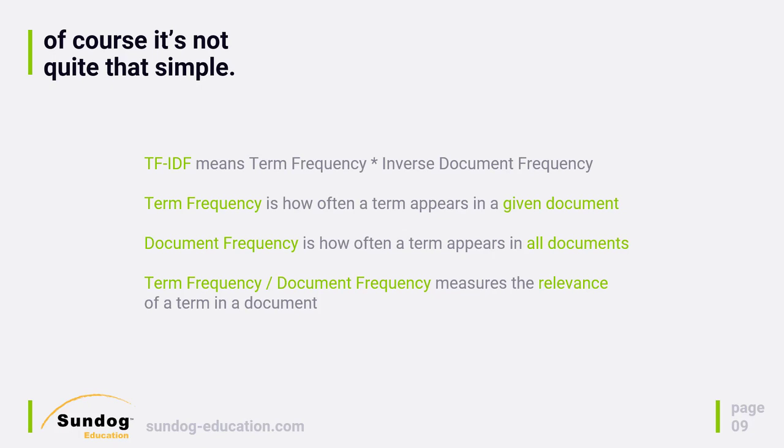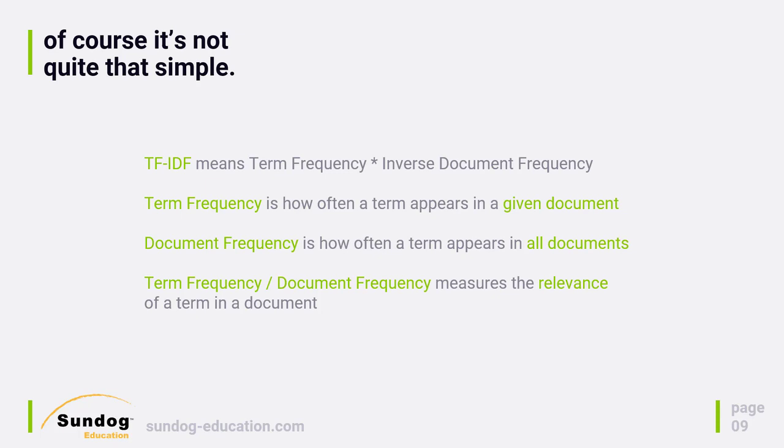Term frequency is just how often a given search term appears within a given document. So if the word space occurs very frequently in a given document, it would have a high term frequency. Or if the word the appears frequently in a document, it would also have a very high term frequency. Now, document frequency is just how often a term appears in all of the documents in your entire index.